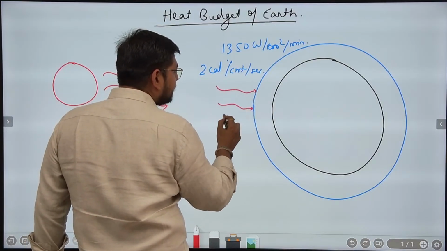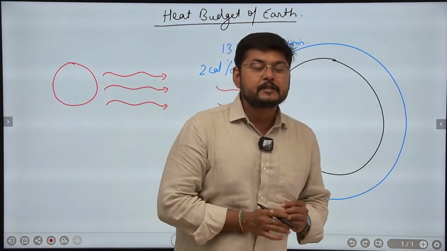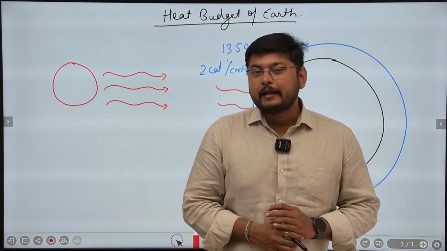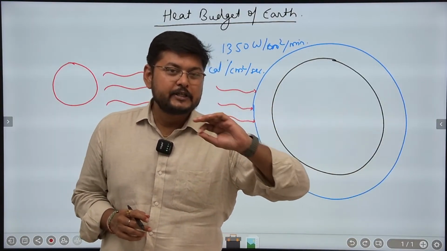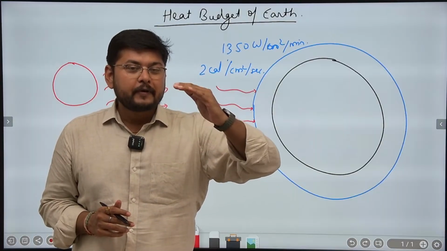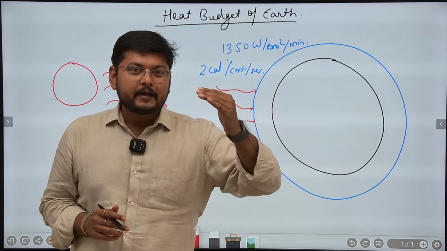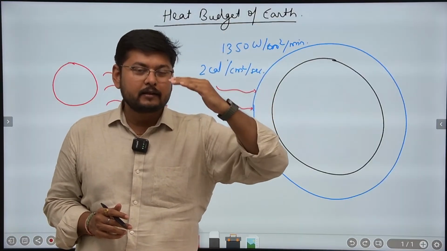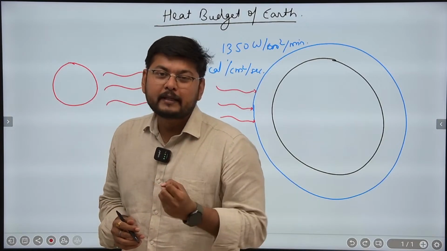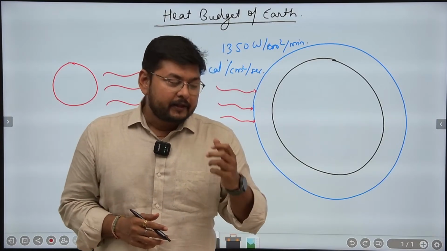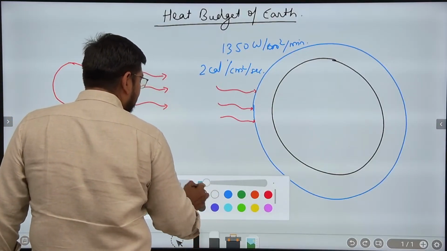Now after this energy is received by the Earth's atmosphere, there are certain phenomena which take place. A certain amount of energy is entering the surface of Earth, a certain amount of energy is getting reflected back, a certain amount of energy is refracting back, and a certain amount of energy is absorbed by the surface of Earth. So here another concept comes in, which we will discuss first.